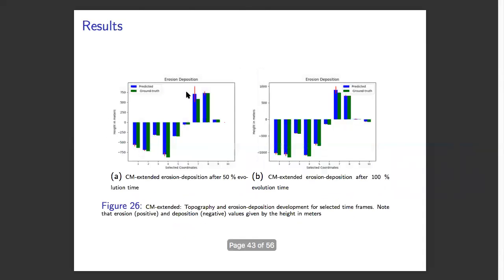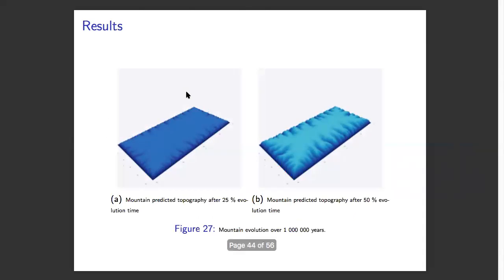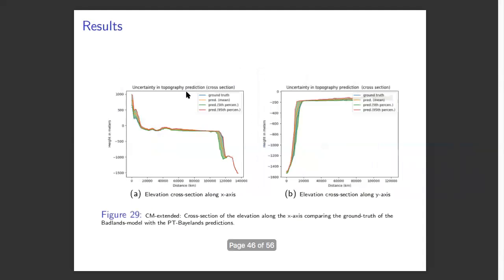So this is the same thing, but for the mountain problem, and we give a cross section of the continental margin problem. So this is just like an Easter bun. You see a cross on top, that type of cross section, and you can see that there is the ground truth, the prediction, and the 5th percentile and the 95th percentile.